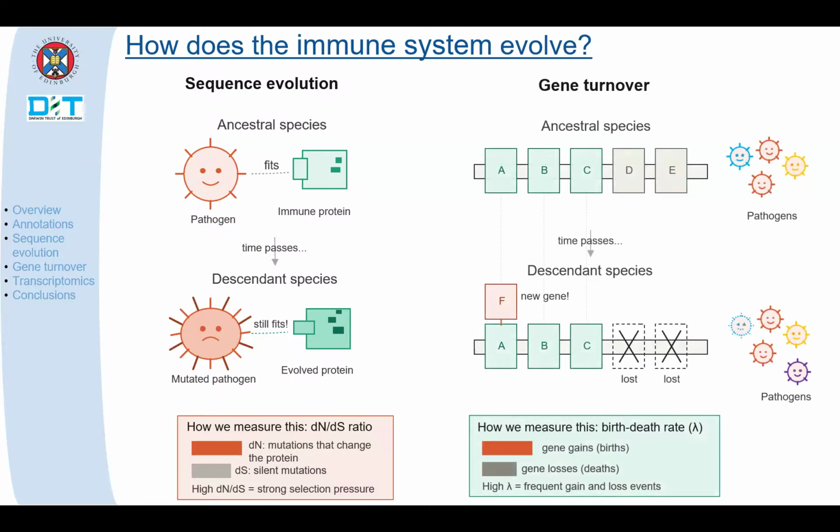Second, genes can evolve through turnover, which is gene duplication or deletion, or genes can arise through horizontal transfer, and some genes can arise from non-coding regions as well. And these extra genes or gene losses can give an advantage to the flies in changing environmental conditions. So we measure this using the BirdDat model, and we measure how frequently gene families expand or contract.